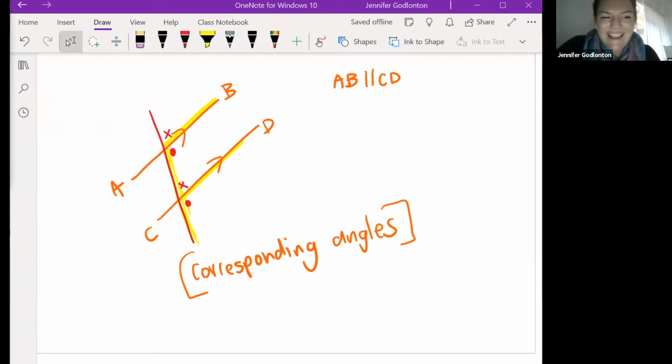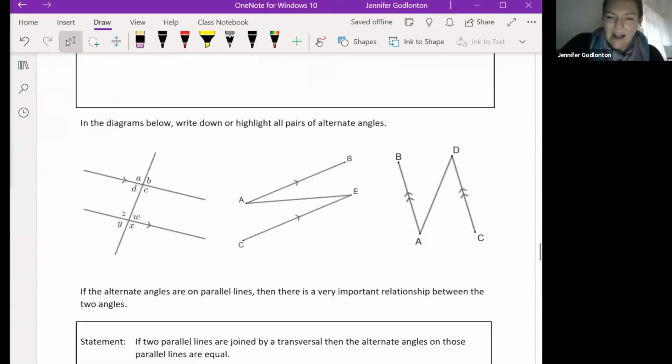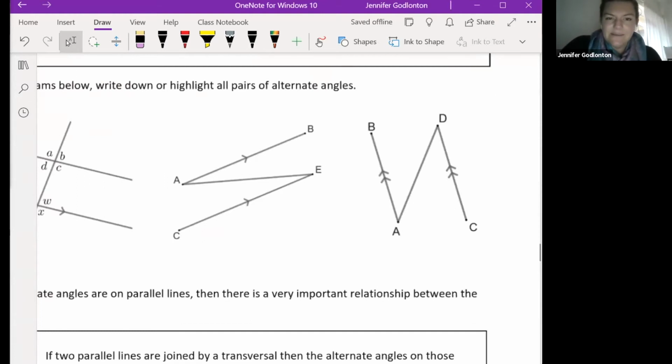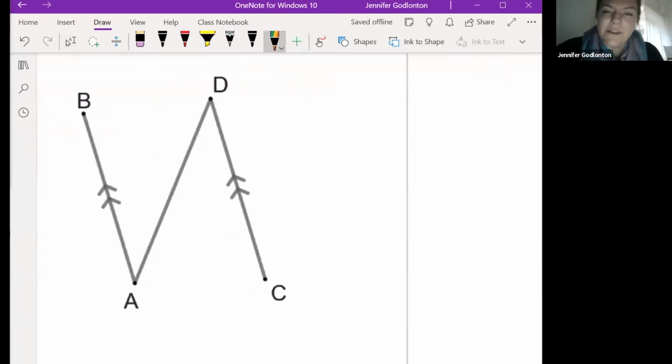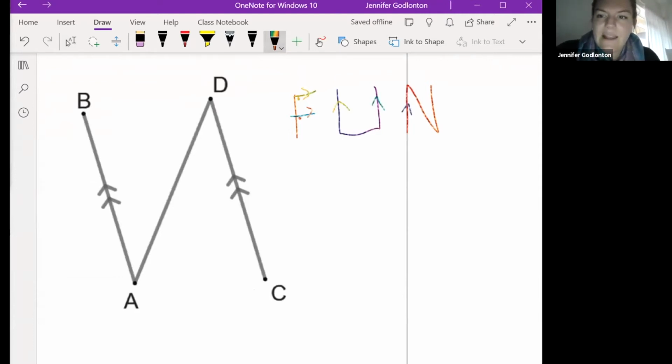All right, let's move. Today we're going to bring in a new rule: alternate angles. We're going to work backwards here. Remember, when we started parallel geometry, we worked with the word FUN. The F is our corresponding angles, which we've already done. The U we're going to do on Tuesday. And the N is what we're going to do today, which is alternate.